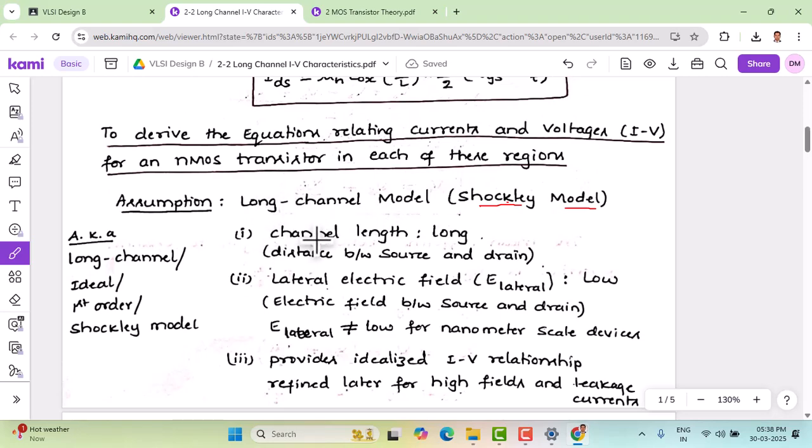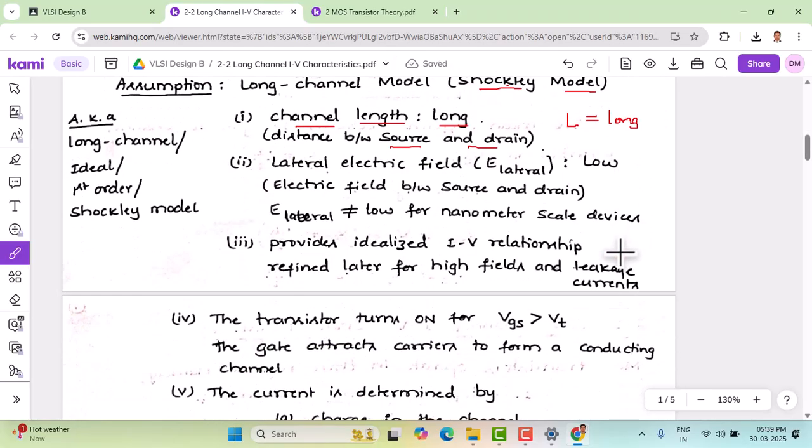The first assumption is the channel length is going to be long. So what do we mean by channel length? Channel length is nothing but the distance between the source and drain that we indicate with the capital L. In this long channel model, we assume it as long. That is the first assumption.